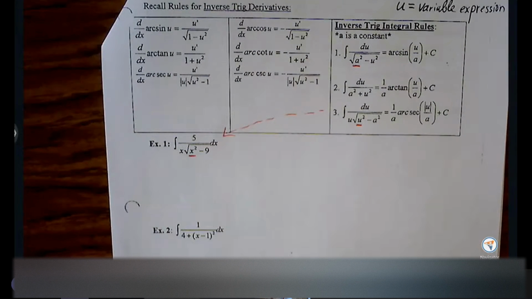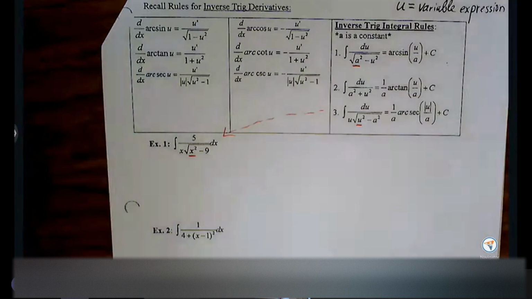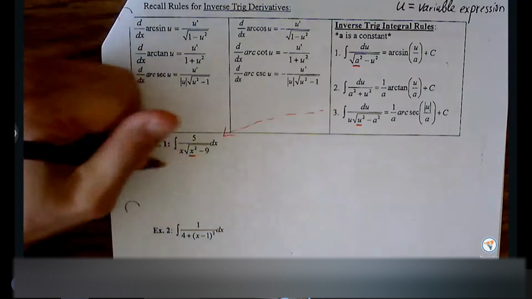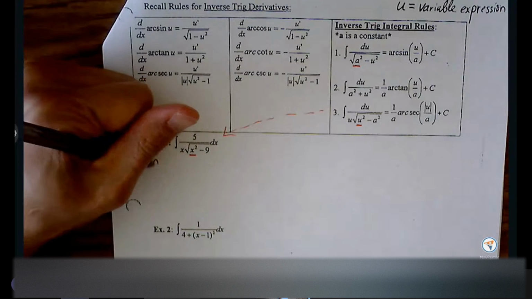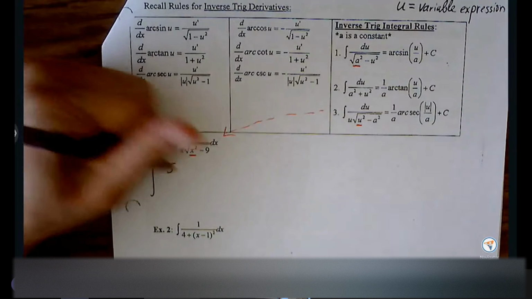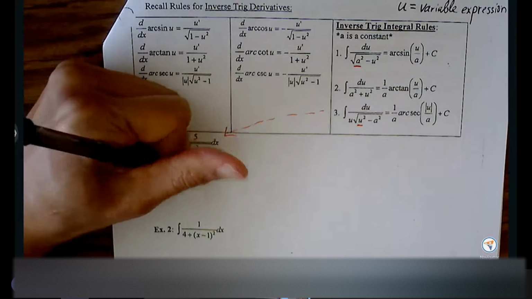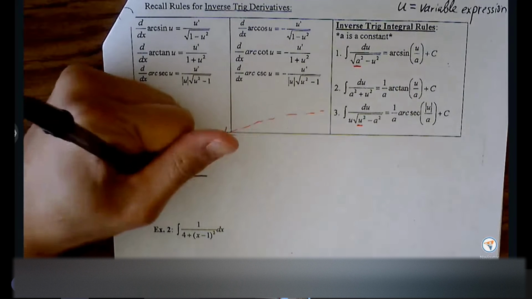Okay, so we have an idea what we're going towards, and now the next step is identifying the U value and the A value. Okay, so what I want us to do is rewrite the problem, but the denominator, I want us to put it in this form.